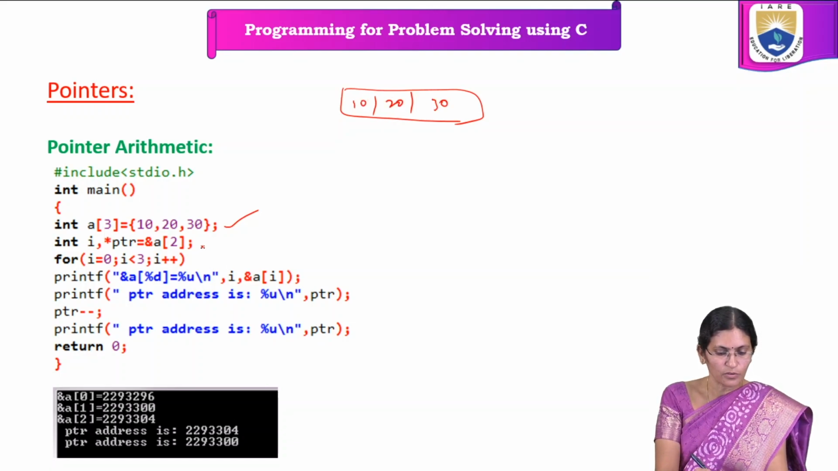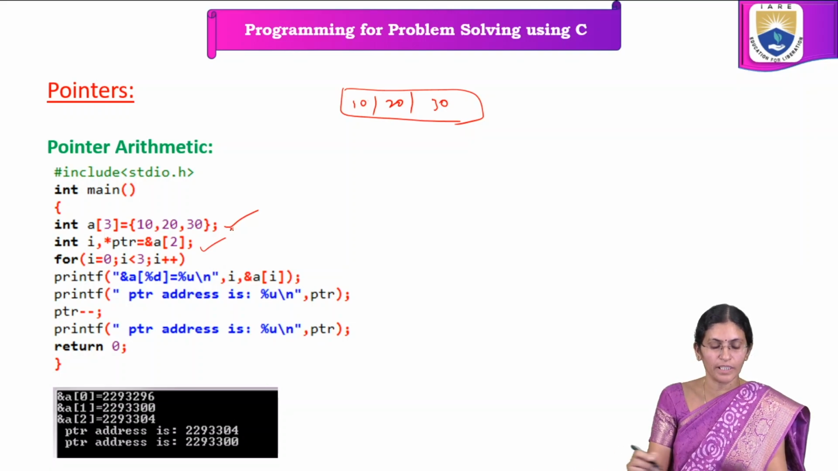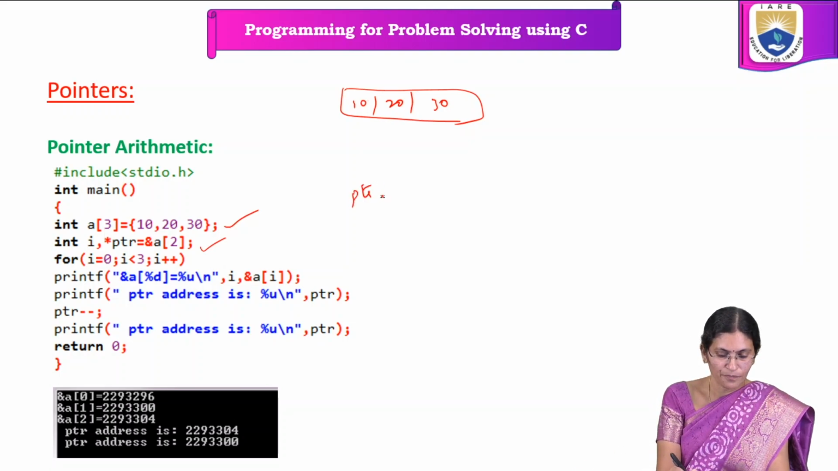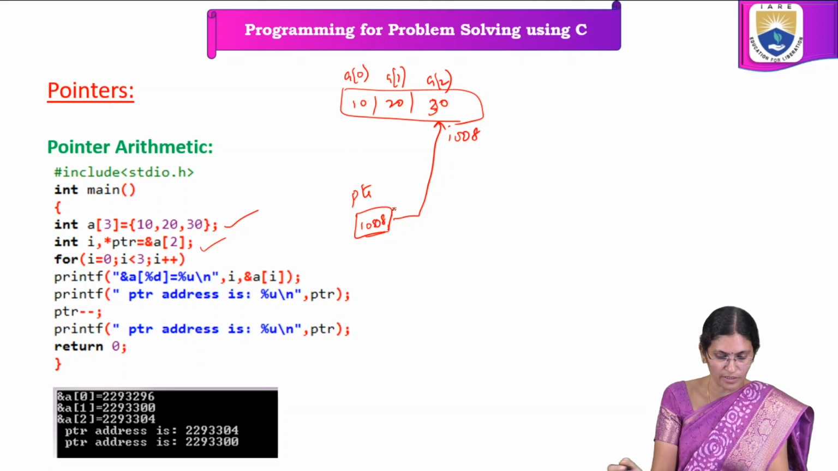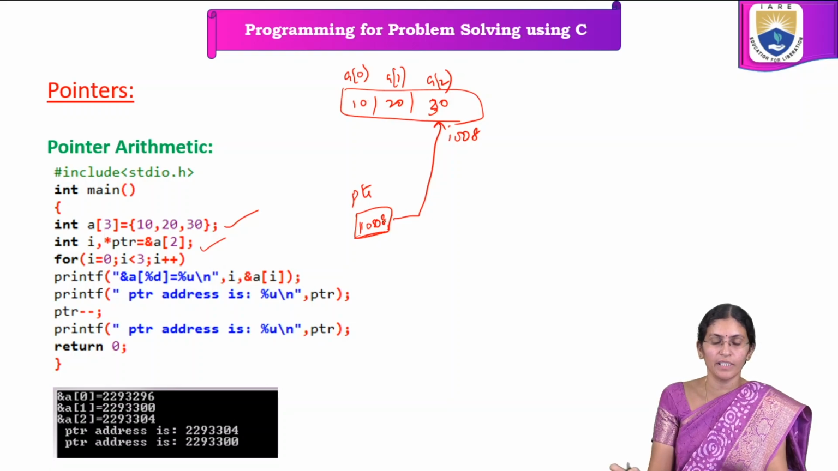So PTR. Now we have declared a pointer variable, an integer pointer. It will point to an integer value. This is holding the address of a of 2. This is a of 0, a of 1 and a of 2. Now this pointer variable is pointing to this element, so it will store the address of this element. Suppose its address is 1008. So its address also will be 1008. Sorry, PTR value will be 1008. So this is pointing to a of 2 here.